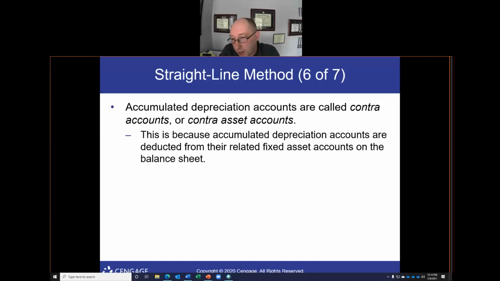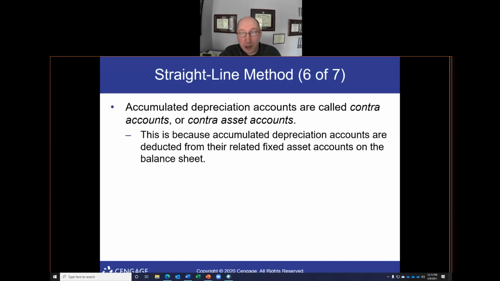The reason being is because on our balance sheet, we have a list of our assets, right? Under assets, we have a list of our assets. You got cash, accounts receivable, inventory. Those are your current assets. Then you have your fixed assets, property, plant, and equipment. And under property, plant, and equipment, you have accumulated depreciation for property, plant, and equipment.